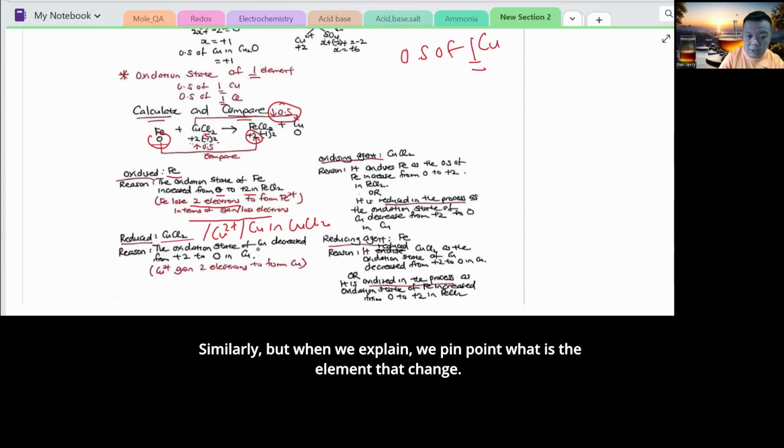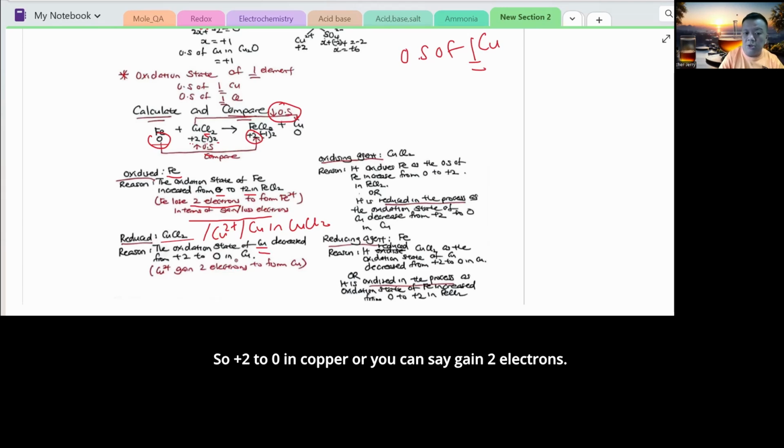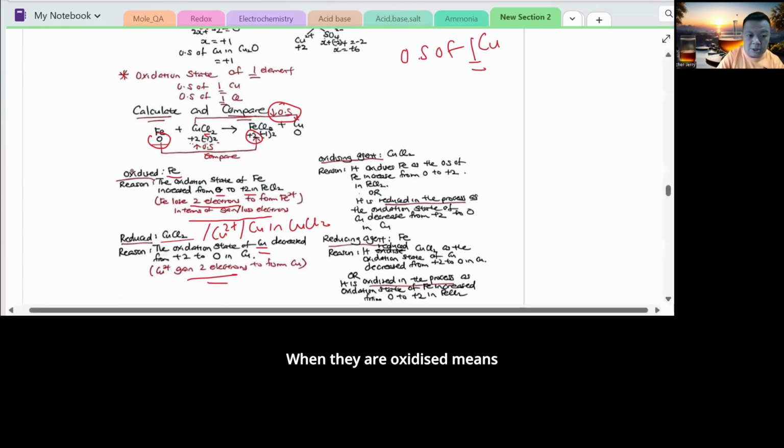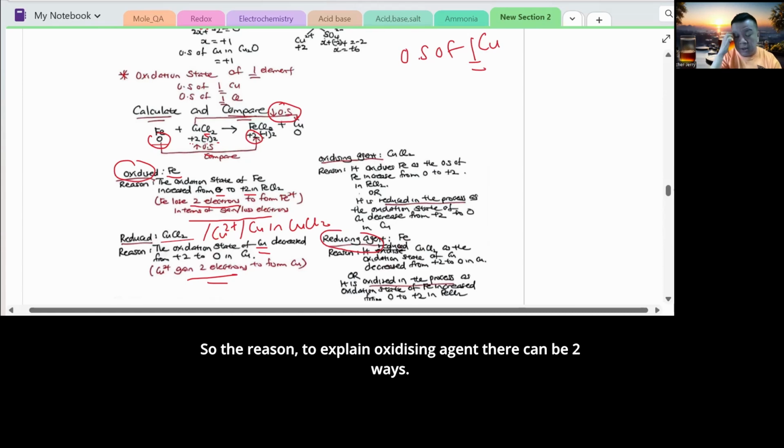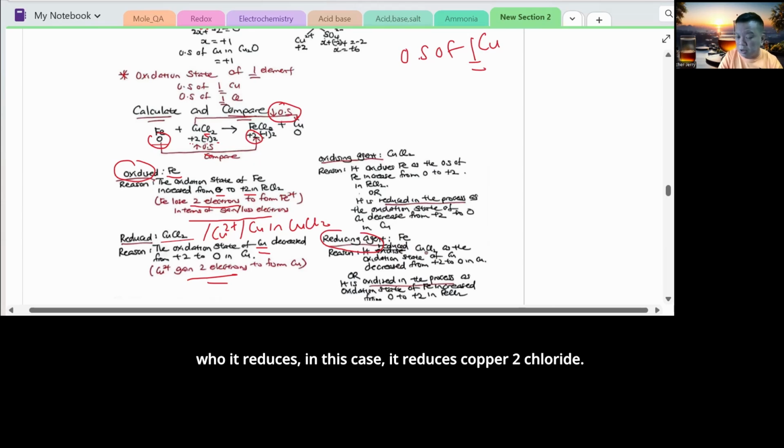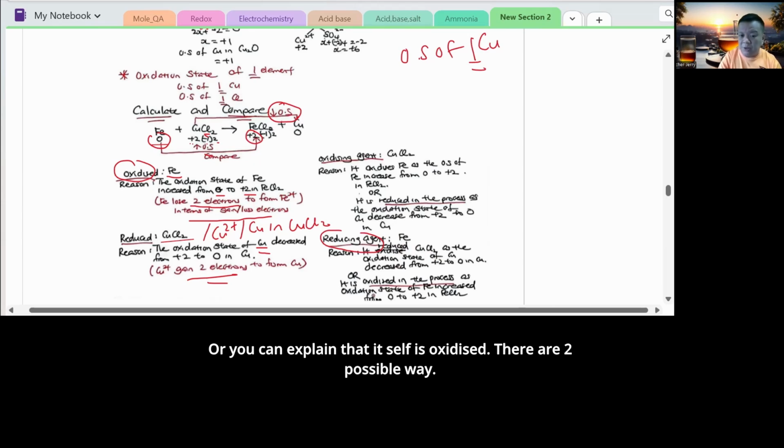Right? Similarly, when we explain, we pinpoint which element changed. So plus 2 to 0 in copper, or you can say it gains 2 electrons because there's a decrease in oxidation state. We mentioned just now, when you're oxidized, it means you are a reducing agent. So the reason to explain a reducing agent or oxidizing agent can be in two ways. You can either say that it reduces another substance, in this case it reduces copper chloride, or you can explain that itself is oxidized. There are two possible ways.